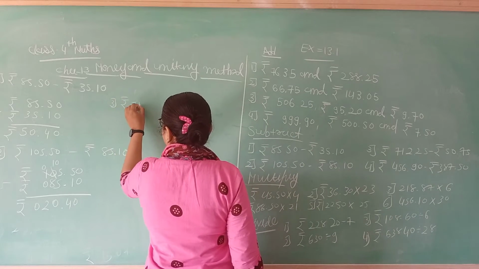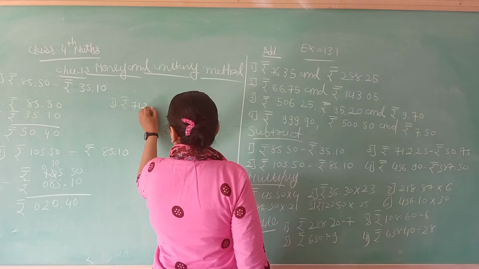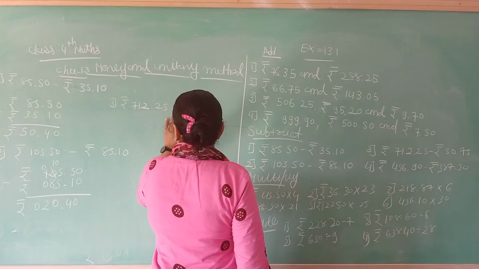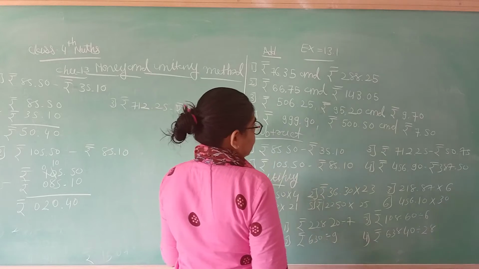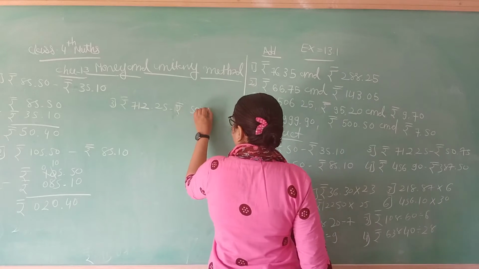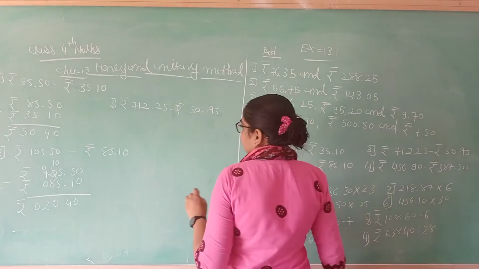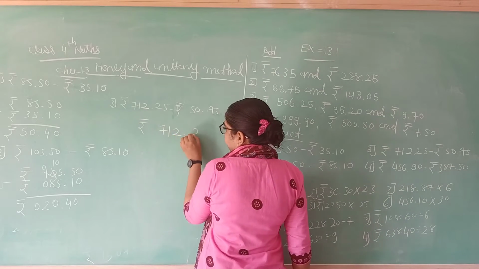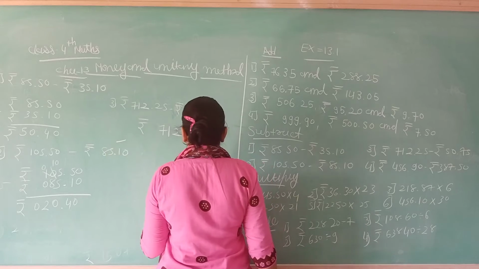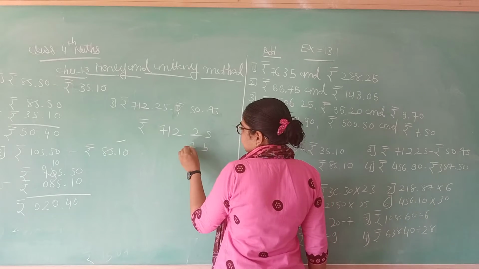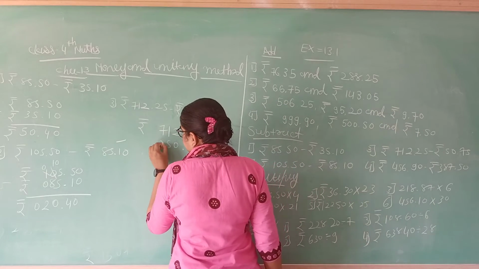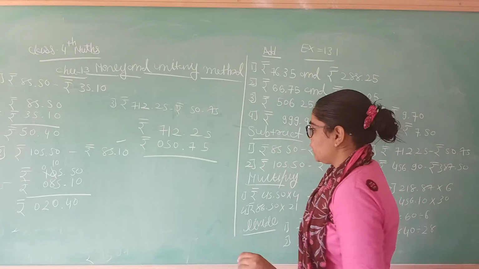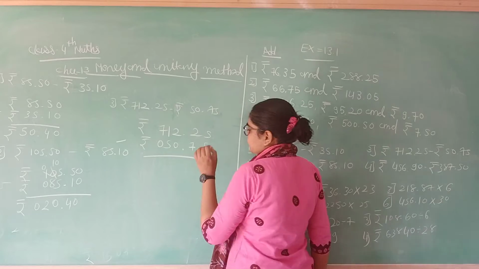Okay, then third one, rupees 712.25 minus rupees 50.75. First write down 712.25. Then after, arrange the second number 0, 5. The place of 100 is not given, so add 1 zero. Okay, 5 out of 5, 0.